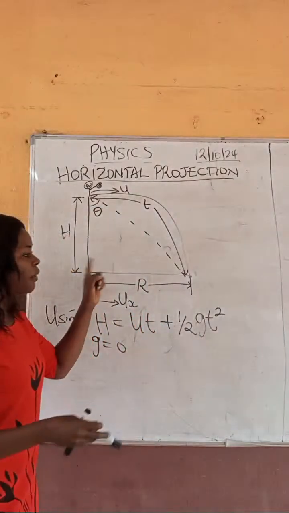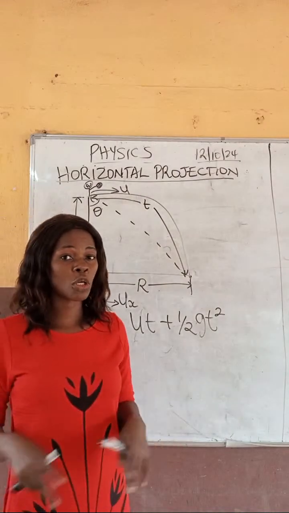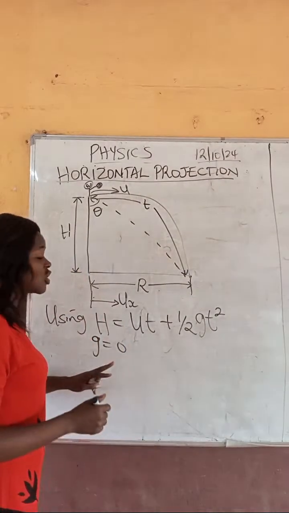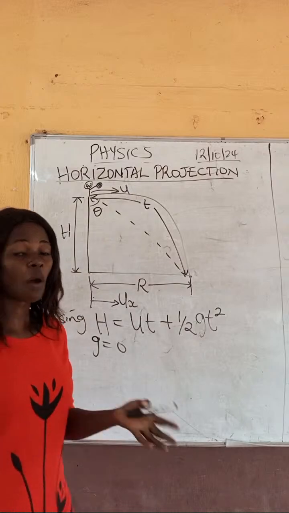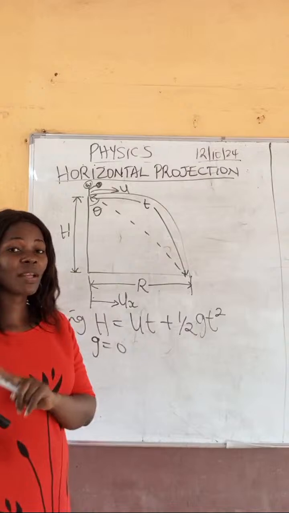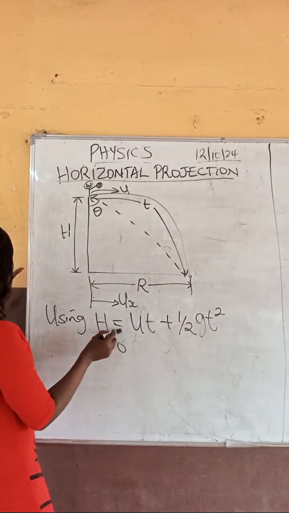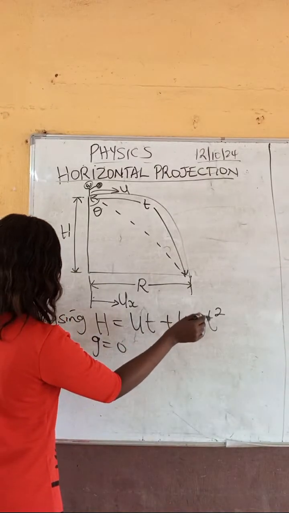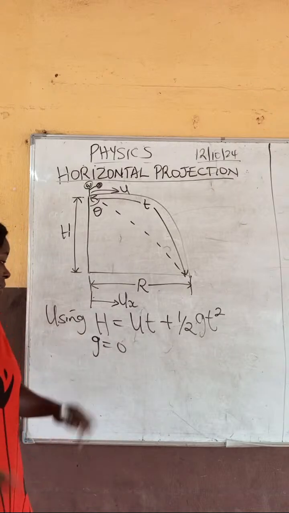All right. But here we are considering horizontal motion. It means that my acceleration due to gravity becomes 0 because the object was not going up or coming down. So using this equation of motion under gravity, we have h equals ut plus half gt squared. Right?